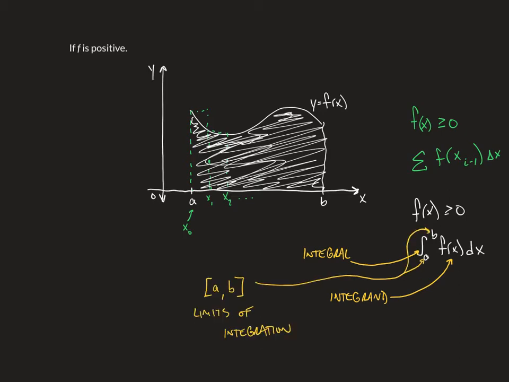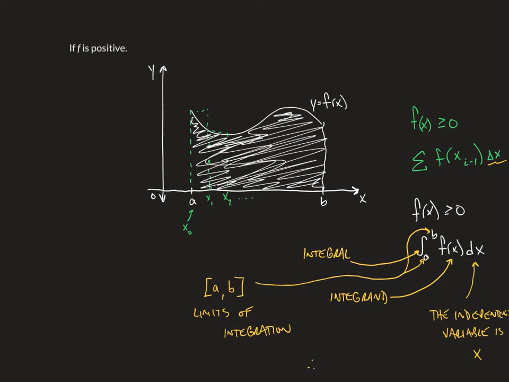The a and the b here are representing the limits of integration, so that's telling us where in our domain we are focusing on this function f of x. And then finally that dx, which replaced our delta x, is just stating that the independent variable in this situation is x. Okay, so these are some terms that we're going to be using.